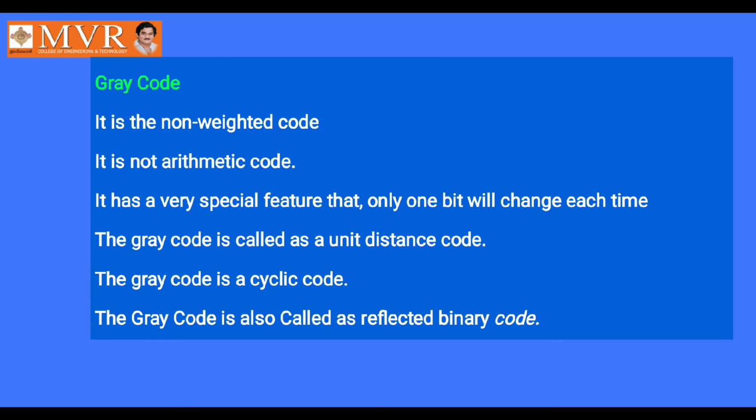8421, 2421 and XS3 are called arithmetic codes, and you can perform arithmetic operations on those three. However, in gray code you cannot perform any arithmetic. So gray code is called a numeric, non-weighted, non-arithmetic code. Numeric, non-weighted, non-arithmetic code, gray code is called.